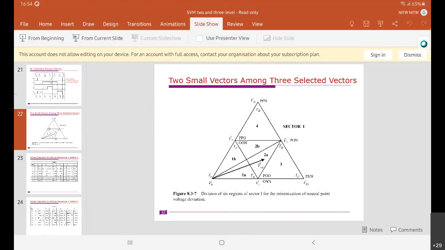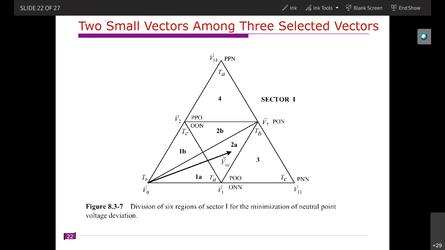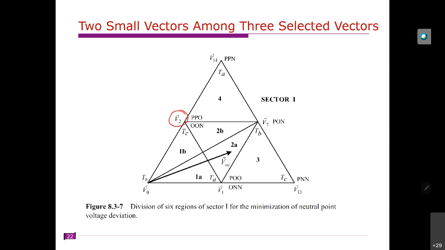Okay, so this is sector 1 and region 4. That means this is composed of V2, V7 and V14, right? In this case, V2 is the small vector, V7 is the medium vector and V14 is the large vector, right? For V2, we have two options, P type and N type, that is PP0 and 00N.